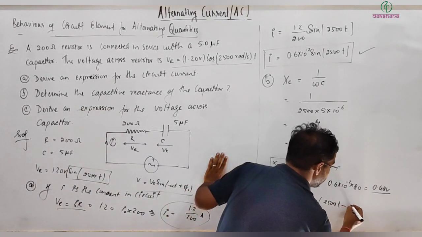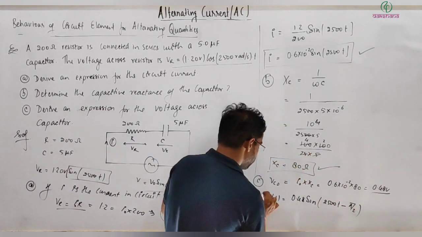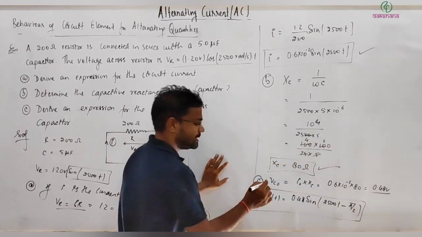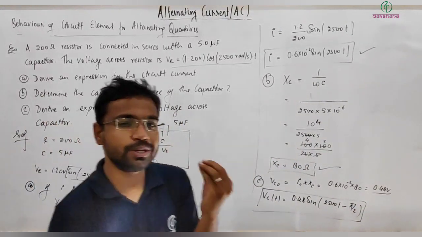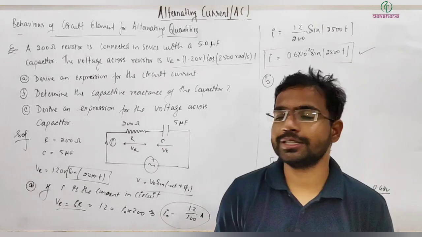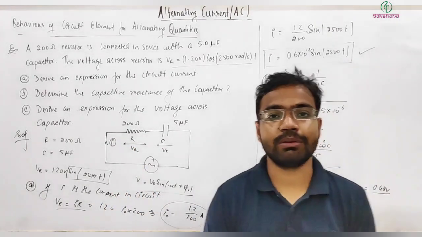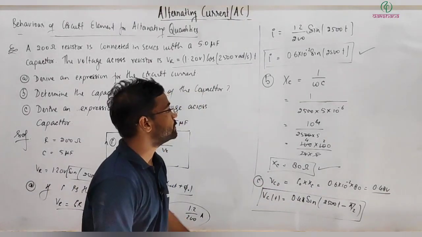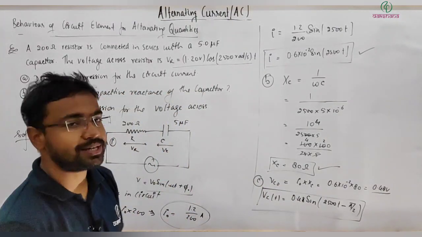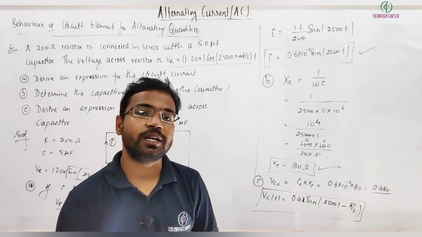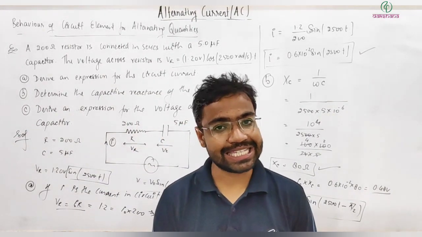So that's why it lags behind, so I need to write minus pi by 2. So this is your part C. I think you just need to think a little bit, and think logically, then it's just straightforward. I don't think you should have any problem solving this type of question. So this is about the RC circuit, and the next part is series LC circuits.